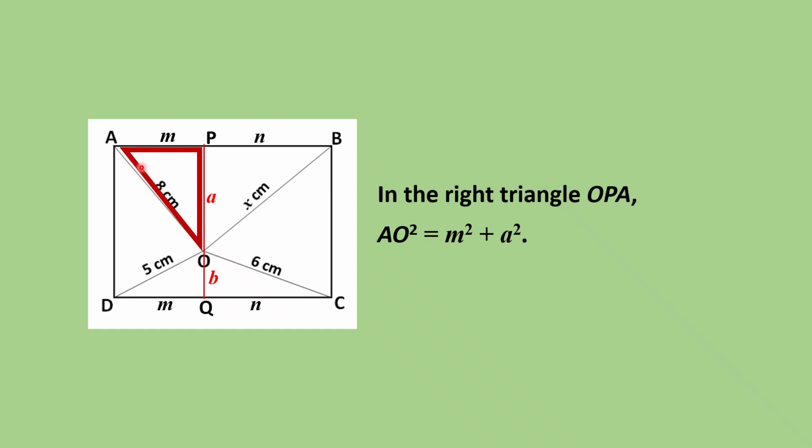So according to the rule of Pythagoras, 8 square, that is AO square actually, will be equal to M square plus A square. We can write 8 square, but we are writing AO square. And lastly, we will substitute the value. So in this right angle triangle, hypotenuse AO square will be equal to the square of the base plus the square of the altitude, M square plus A square. So this is the relation we are getting.